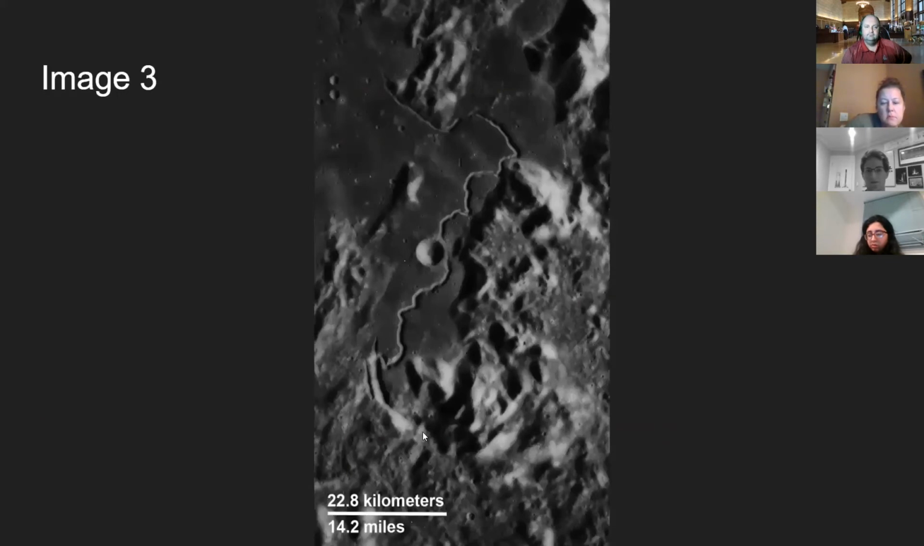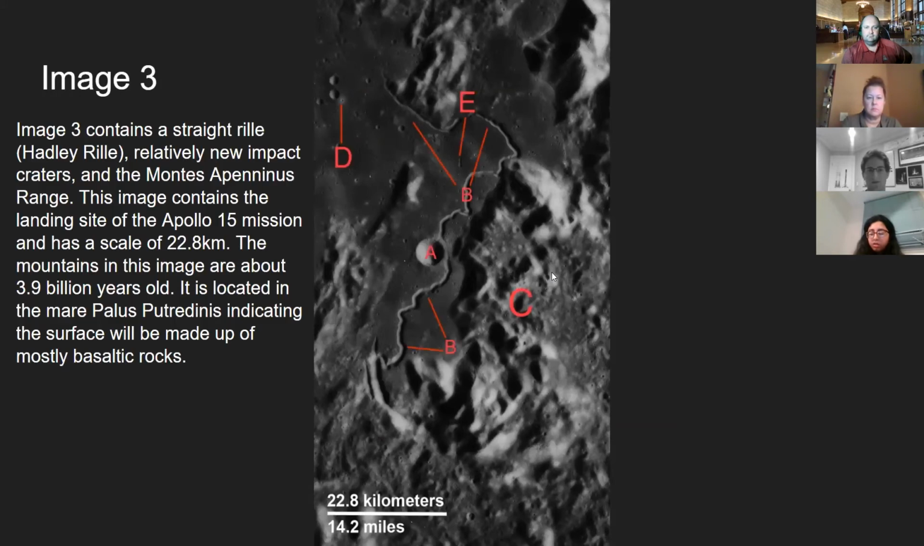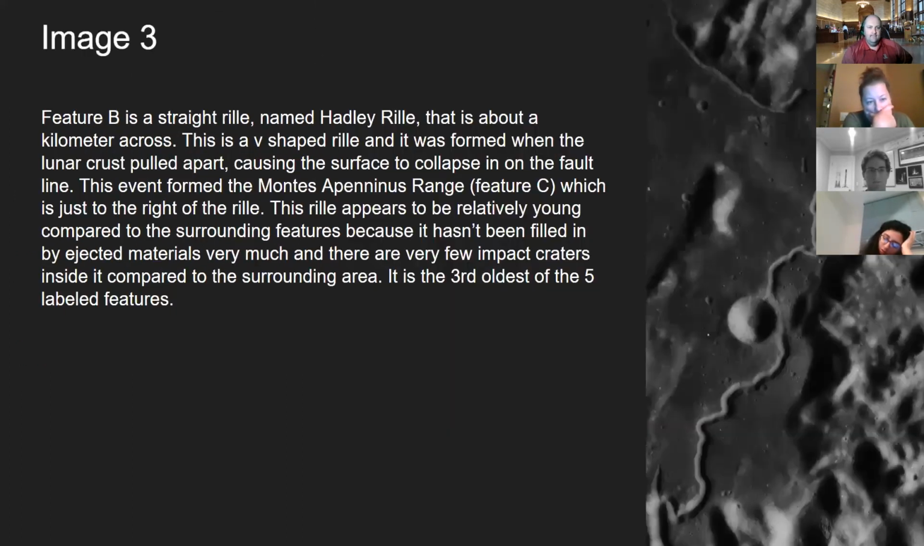So image 3, I think this is actually the same area that image 2 is taken from, just a wider view. So where you can see this rille here, that's the same one from the last image. It's called Hadley Rille, and it's in the Montes Apenninus range, which is the landing site of Apollo 15, like I mentioned before. The mountain range is 3.9 billion years old, and it's also located in a mare of volcanic rocks and basaltic rocks. So I just started out with feature B because it would be easiest.